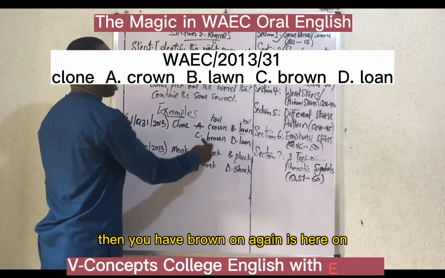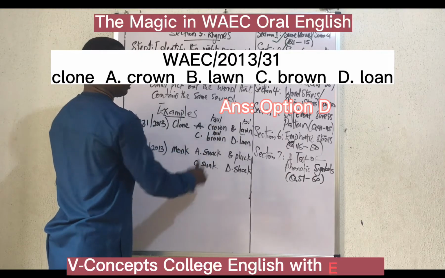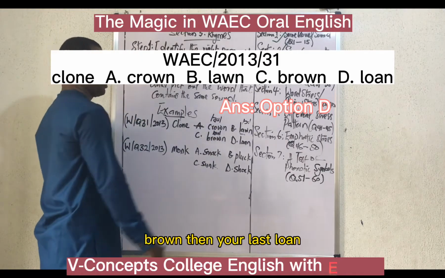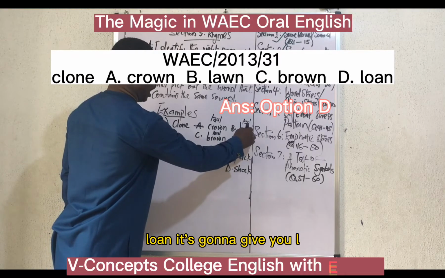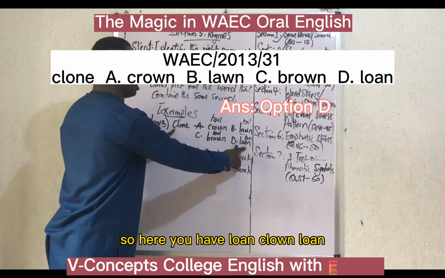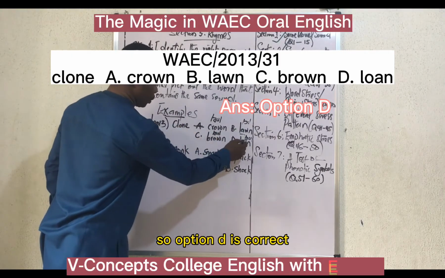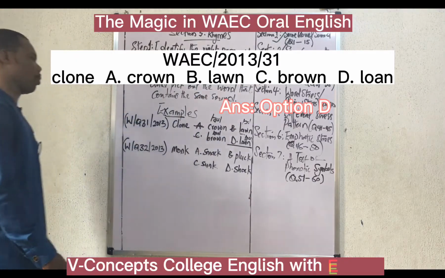Then you have brown, ow again is here. Then here you have loan, loan. It's going to give you L. So here you have loan, clone, loan. So option D is the correct answer. A, B, C cannot go.